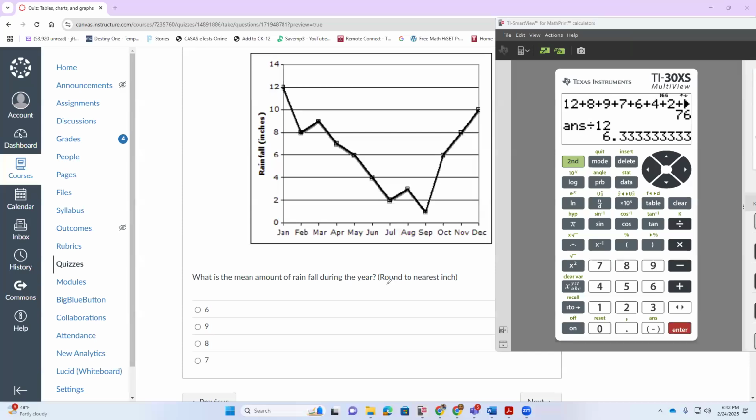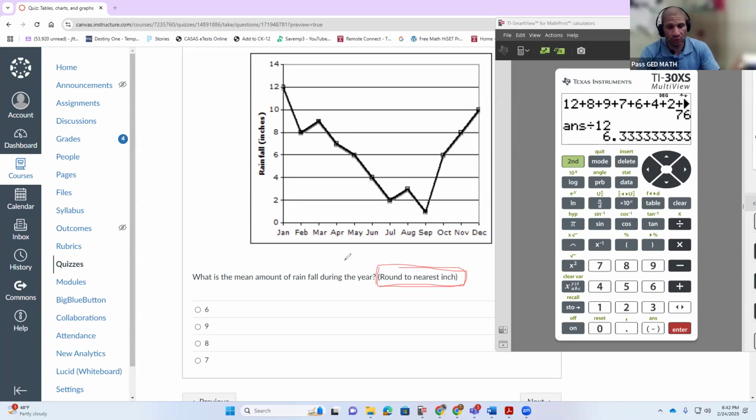6.3. If we round to the nearest inch, that'd be 6.4? It didn't say round to the nearest tenth. Round to the nearest inch. I don't understand the inch part.